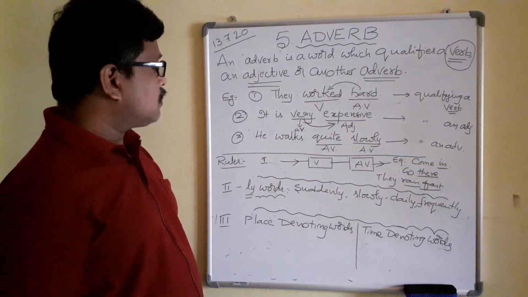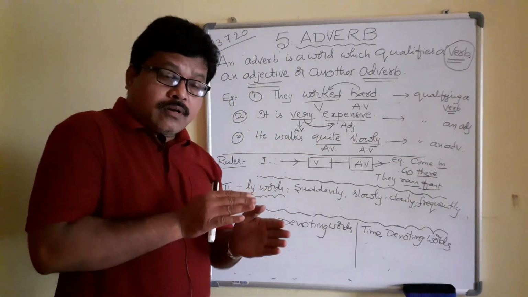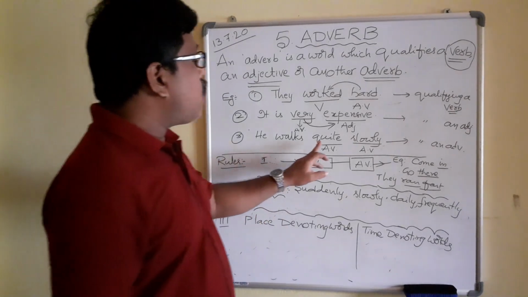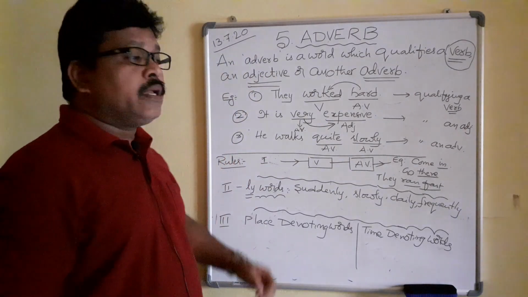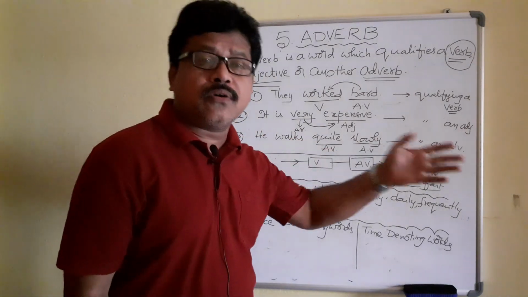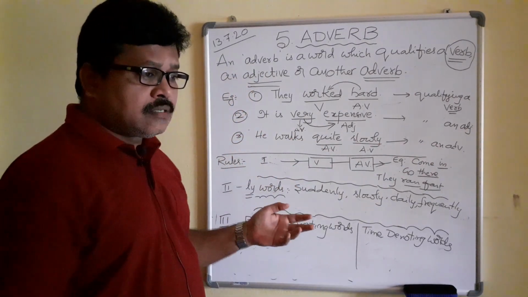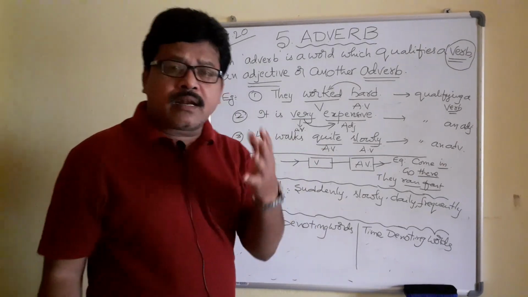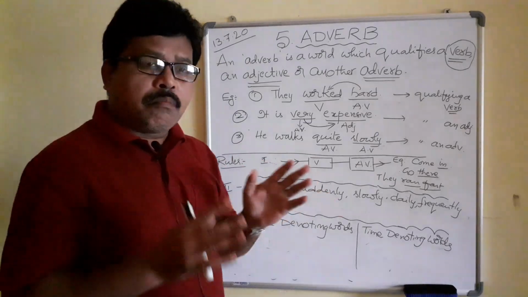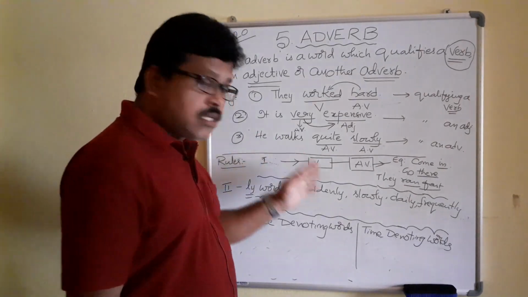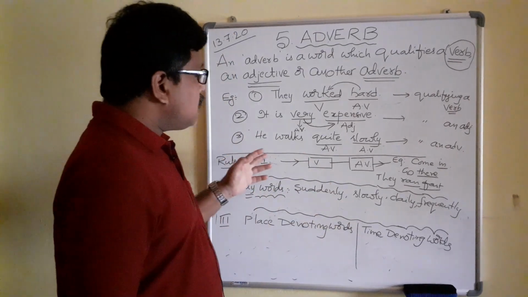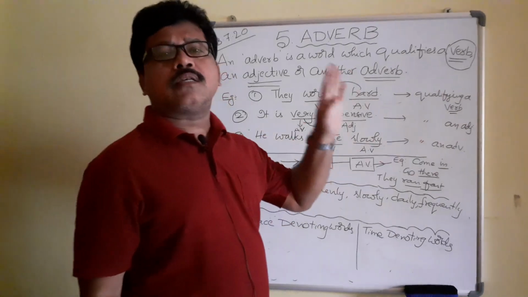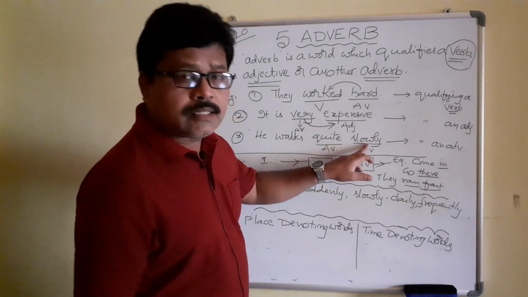Now come to the third one. One adverb describes another adverb. How? He walks quite slowly. He walks very slowly. He speaks quite clearly. He speaks very clearly. She sings melodiously. She sings quite melodiously. She sings very melodiously.